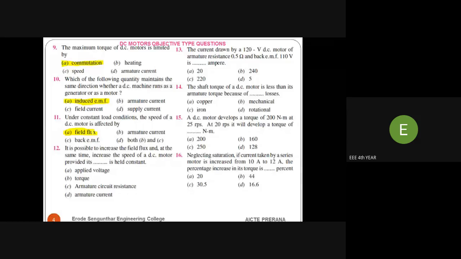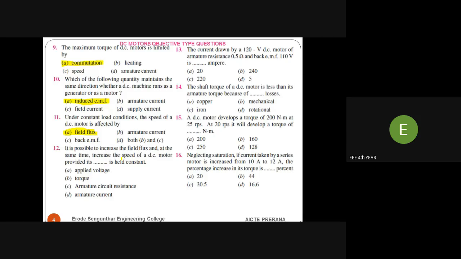So next question, the 12th question. It is possible to increase the field flux and at the same time increase the speed of a DC motor, provided its dash is held constant. Option A, applied voltage; option B, torque; option C, armature circuit resistance; option D, armature current.